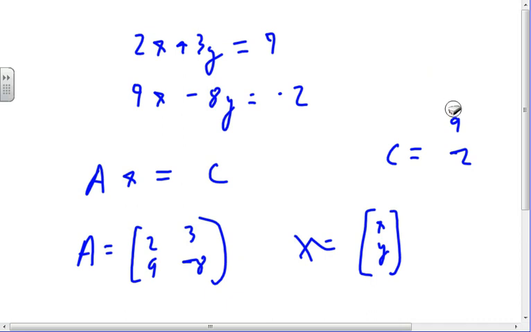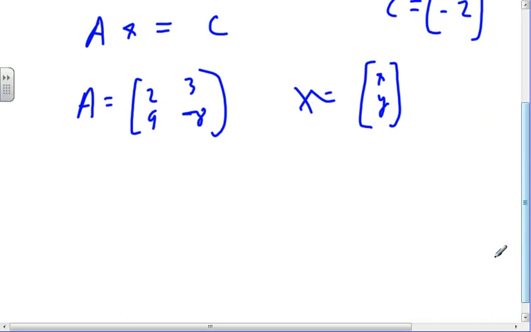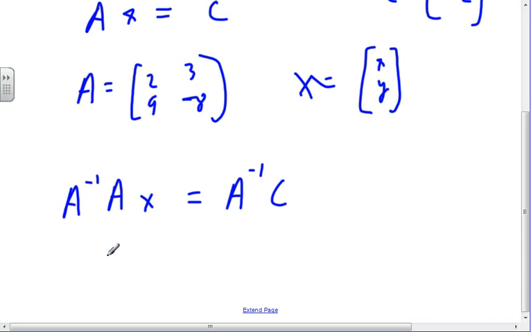The other guy made into a 9, but this guy was supposed to be a 4. And C would be 4, minus 2. Okay, so now if I take inverse A times A x, it is going to be equal to inverse A C. So I can multiply both sides of the equation by inverse A. A inverse A is just the identity matrix. X is equal to inverse A C.